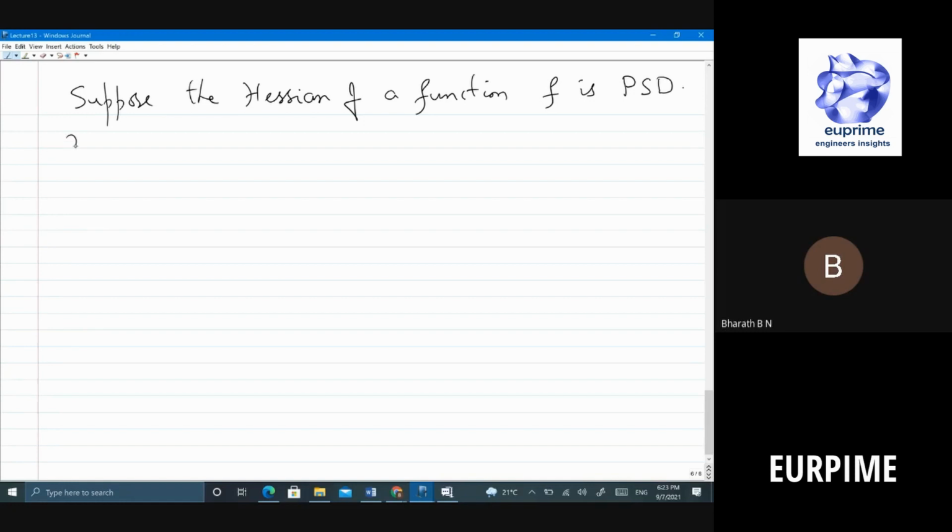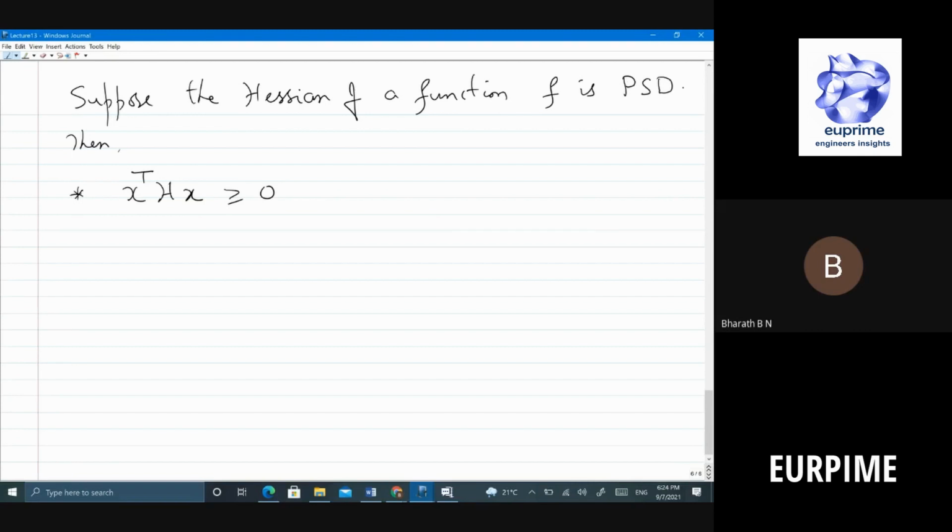Then let's look at x transpose Hessian x. What can you say about this? Can somebody tell me what it is? Greater than or equal to 0? Okay, so that's one thing. Anything else?